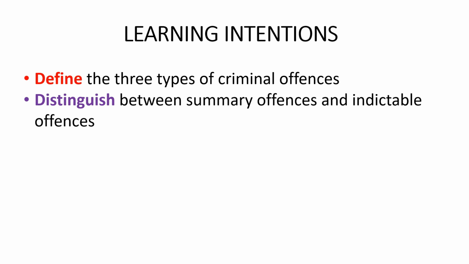Well, that brings us to the end of this video. As a result of watching and taking notes on this video, you should now be able to do two things. First, you should be able to define the three types of criminal offences. These are summary offences, indictable offences, and indictable offences heard and determined summarily. And second, you should be able to distinguish between summary offences and indictable offences.